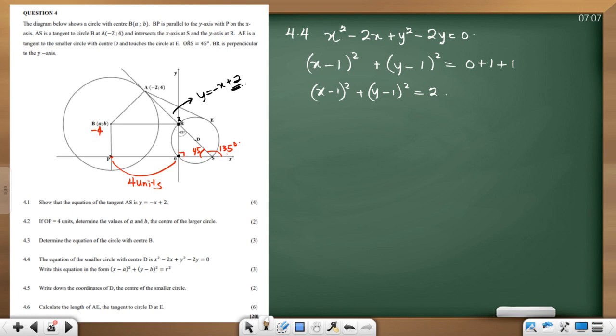Write down the coordinate of D, the center of the circle. Oh, that's lovely. We change the coordinate there. It's minus 1, becomes positive 1. We change that, it also becomes positive 1. 4.6.